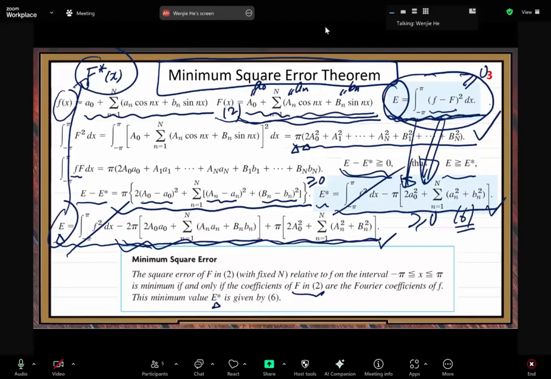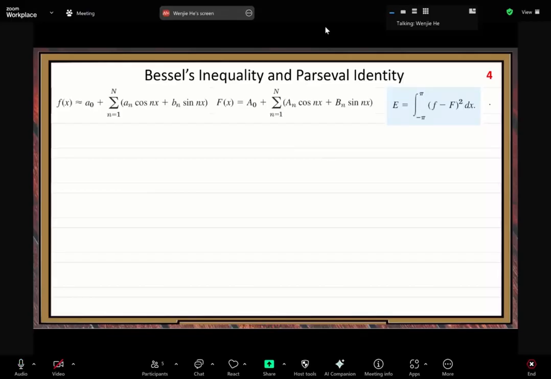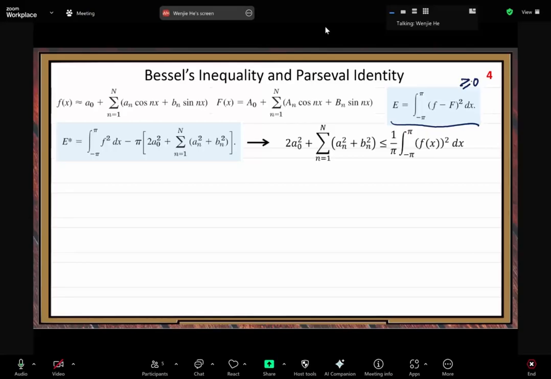Next slide. We derive several properties from this theorem: Bessel's inequality and Parseval's identity. These two results are derived from the minimum square error theorem. That's the setting we have. Now, first thing, the E star representation, like this. E star is non-negative, right? Because E star is a special case of E, and E is always greater than or equal to 0, we can say E star is always greater than or equal to 0. When E star is greater than or equal to 0, can we write this inequality?